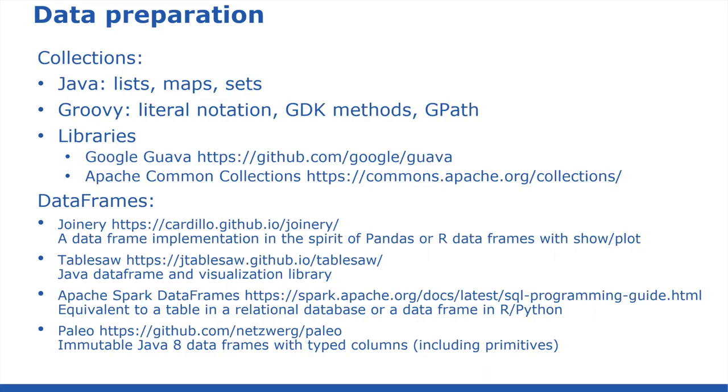And there's a bunch of them around: Joinery, Tablesaw, Apache Spark has some data frame capabilities, and Paleo. Not sure how widely used that last one is, but the other ones certainly seem to be in widespread use and growing. I'm hoping that they spread. I'm hoping that we can find a way to make data frames a much more important part of a whole range of different parts of the JVM ecosystem. So fingers crossed that that's going to keep spreading.